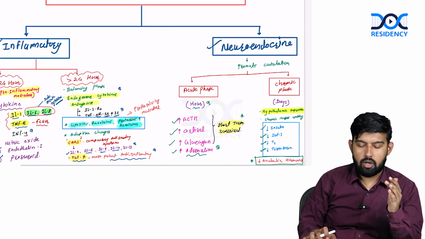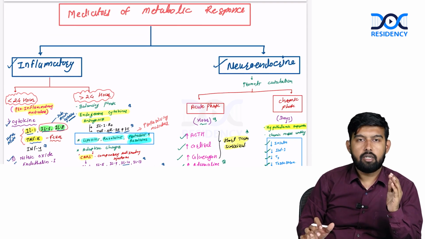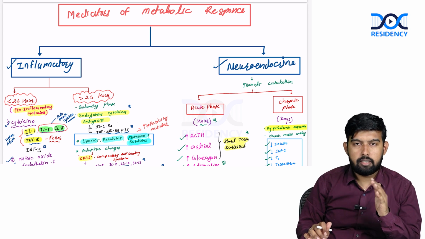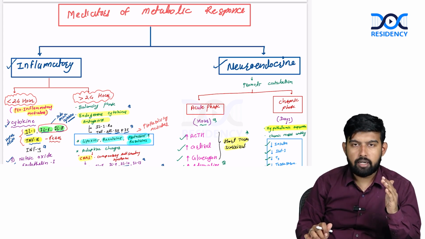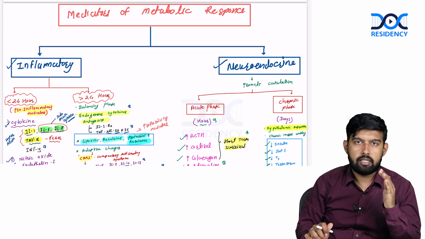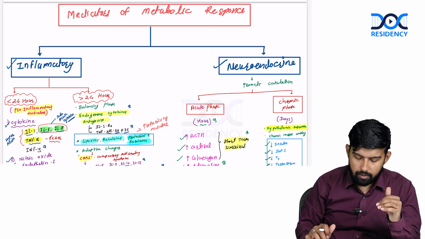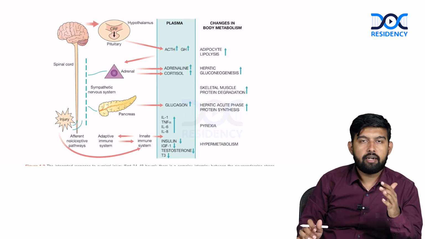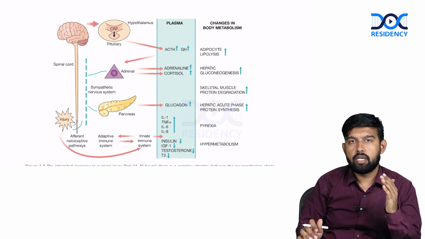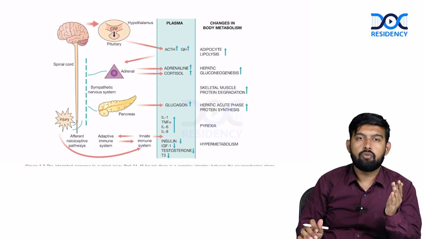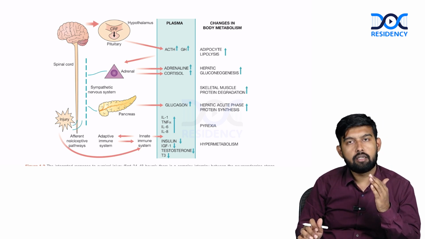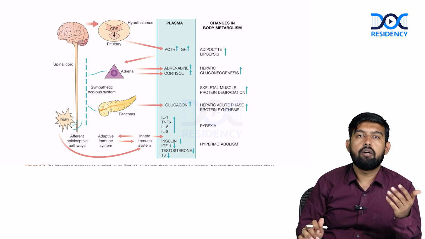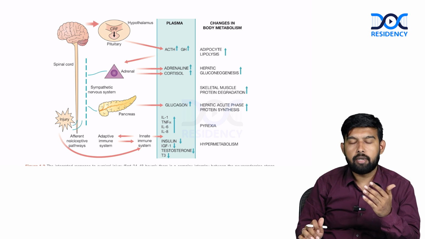So this is all about the mediators of the metabolic response. You have to remember this slide as it is, so that you can write an essay question as well as a short note on this topic. Now we have to see the effects of the inflammatory mediators. We have seen at what time which mediators appear in the circulation, and now we have to see what changes happen after the appearance of those mediators.